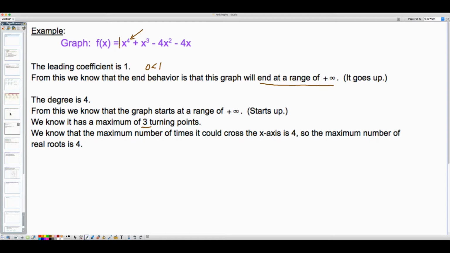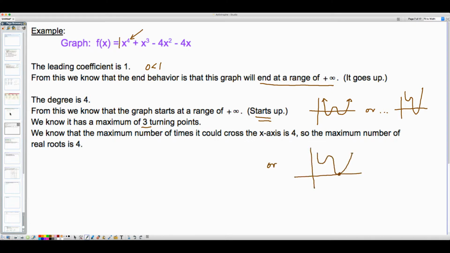It means the maximum number of times it could cross the x-axis is 4, and it could have turning points. It's going to start at positive infinity because it's even. So it could look like this, or it could look like this. In this example, I would have 2 real roots and 2 that are not real, 2 that are imaginary. The turning points are above the x-axis.